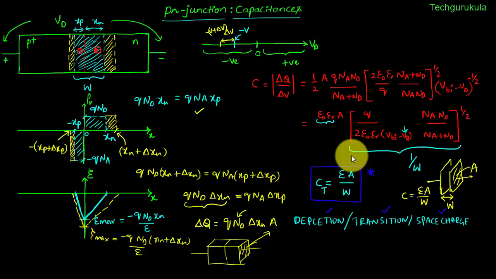So even though we did a lengthy derivation, it's a very simple thing to remember because we can assume that the depletion charge is actually present on these plates which are separated by a distance of W, which in our case is depletion region width. And the cross-sectional area is actually the area of the PN junction diode.